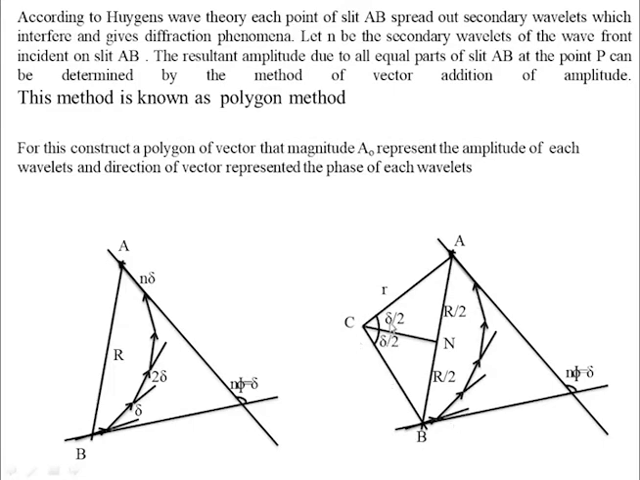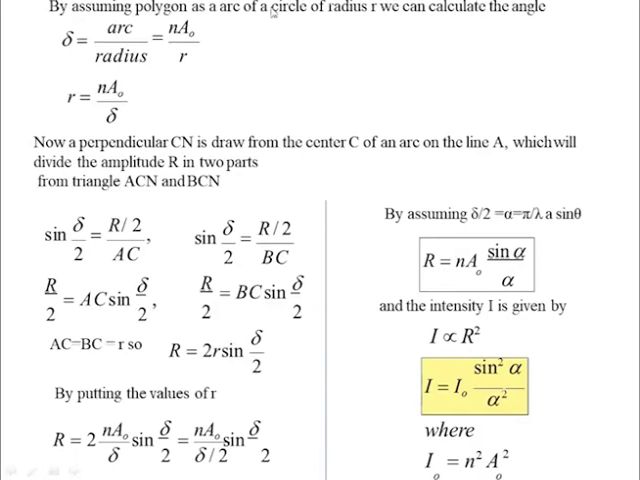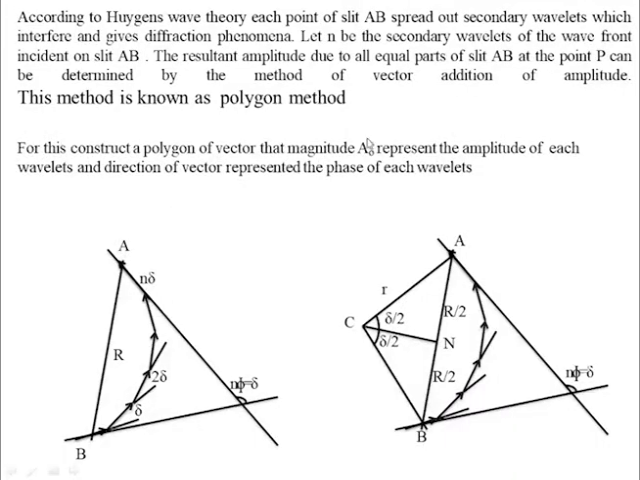This angle becomes delta by 2, this angle becomes delta by 2, and the resultant amplitude of the waves starting from A to B is actually R. I am drawing a perpendicular bisector CN, so the resultant amplitude becomes R by 2 here and R by 2 here. We are just using the polygon method of vectorial addition. So here I have an angle delta by 2.